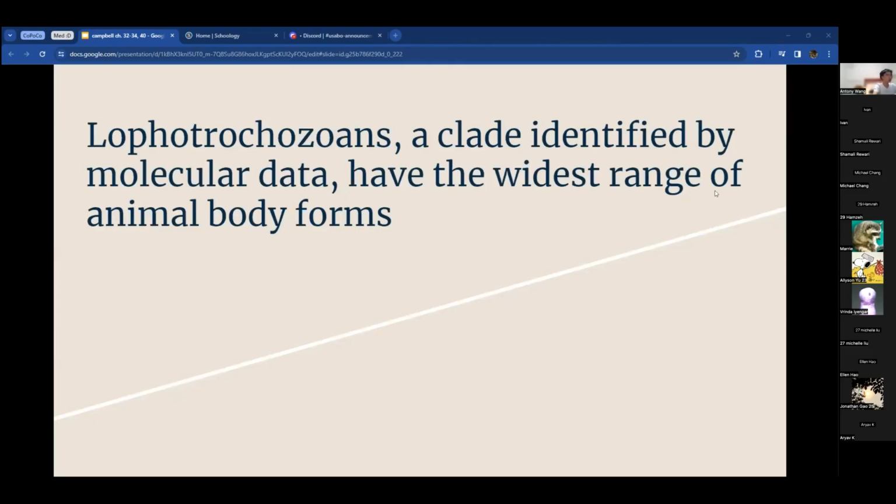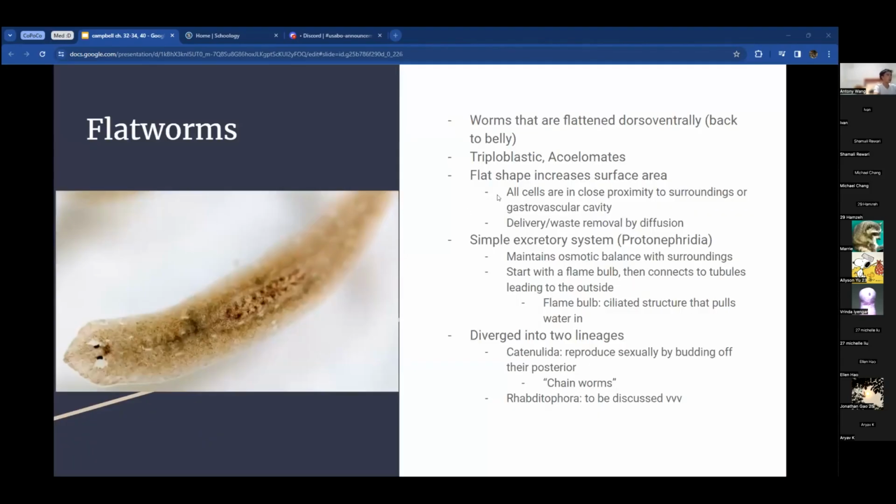Okay, lophotrochozoans, based on molecular data, have the widest range of body forms. Flatworms are flattened dorsoventrally. I guess one thing you should know is that they don't have a gastrovascular cavity or a circulatory system. Their bodies are so small and so flat that they can gather nutrients and expel waste just by diffusion. They have a simple excretory system.